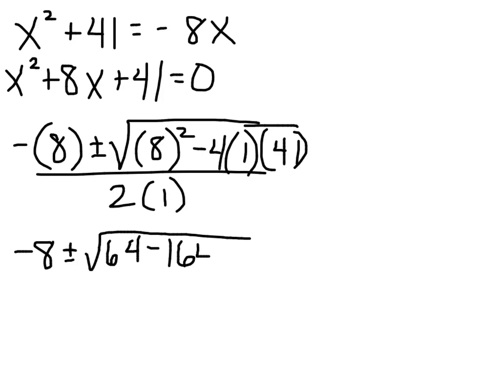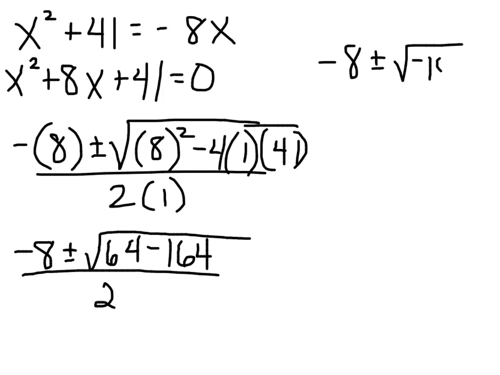Negative 164 over 2. What's 64 minus 164? Negative 100.